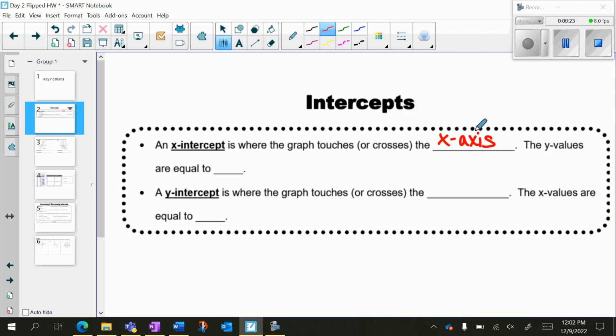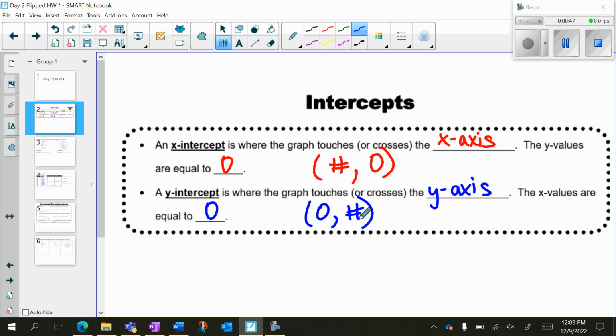The y values are equal to 0, so the coordinate is going to be a number for the x value and the y value is going to be 0. A y-intercept is where the graph touches or crosses the y-axis. The x values are equal to 0. So that coordinate is going to be the x value of 0, and the y value is going to be a number.